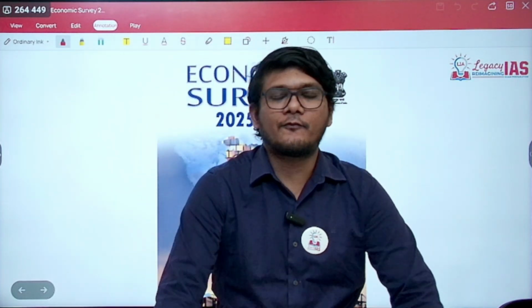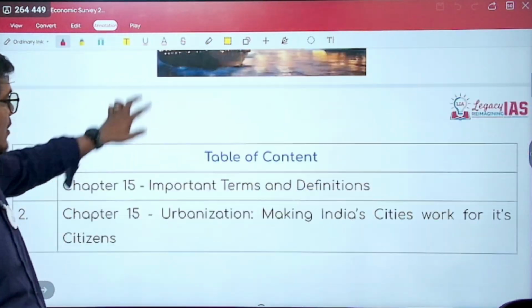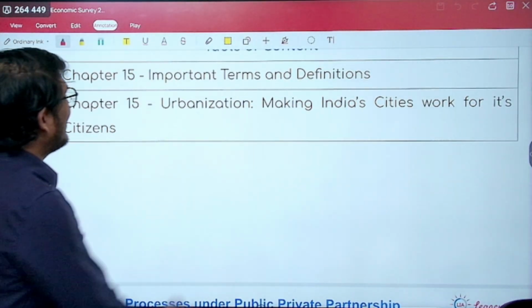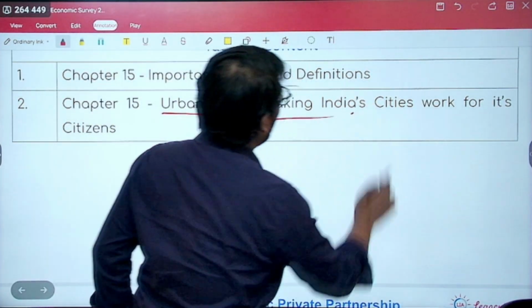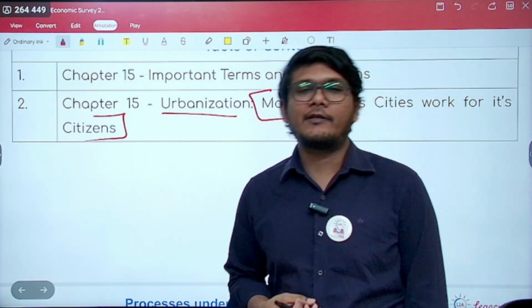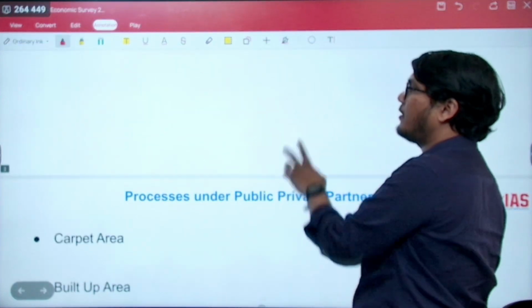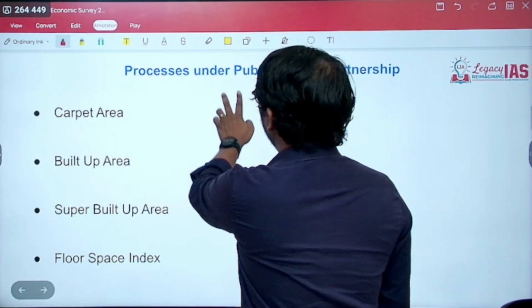With this lecture, we continue with our detailed analysis of the Economic Survey series, and we continue with chapter number 15, that is Urbanization: Making India's Cities Work for its Citizens. Now, before we go into the detailed analysis of this chapter, of course, we will look at the important terms and definitions mentioned in the chapter.